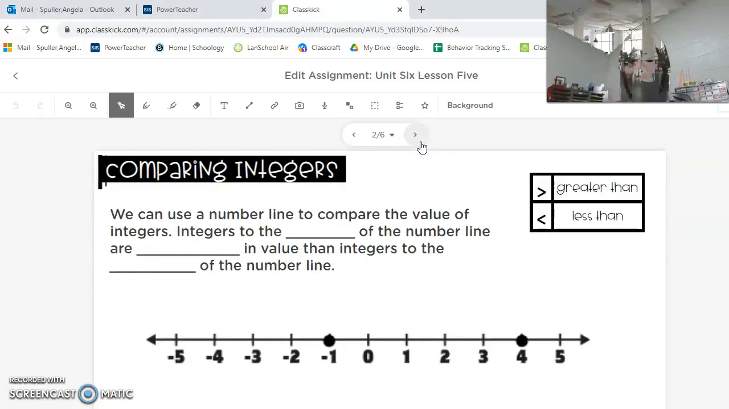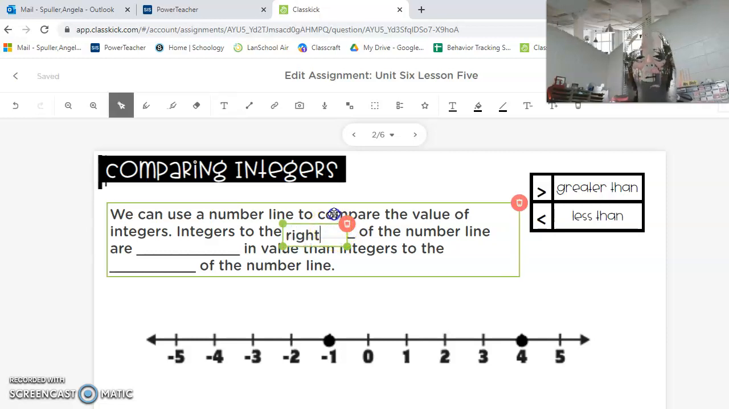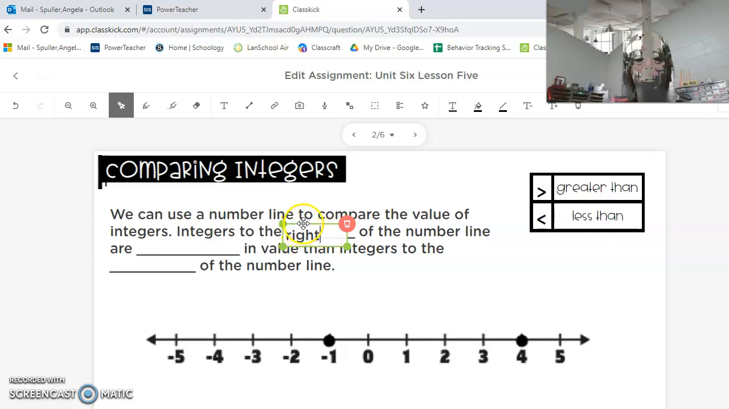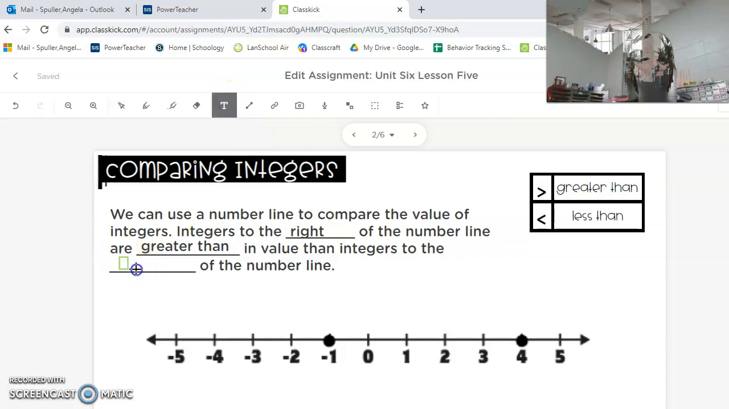All right, we can use a number line when comparing the values of integers. Integers to the right, so if they go to the right of the number line, are greater than the numbers to the left.